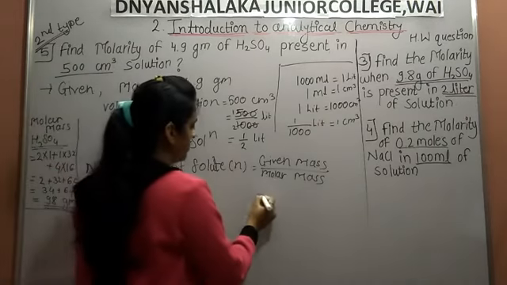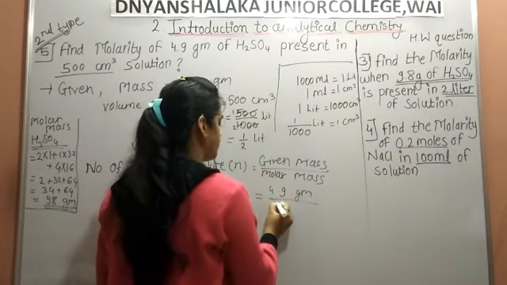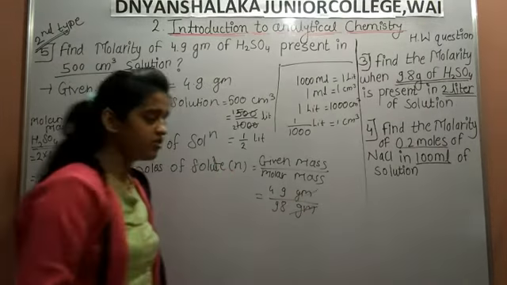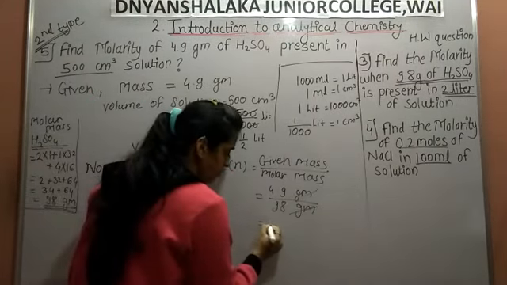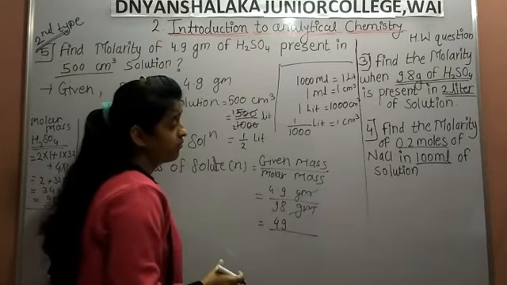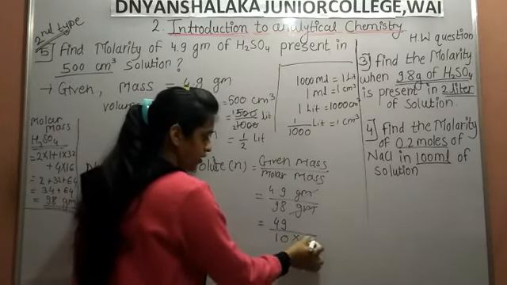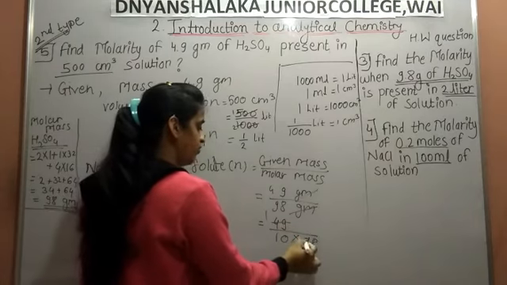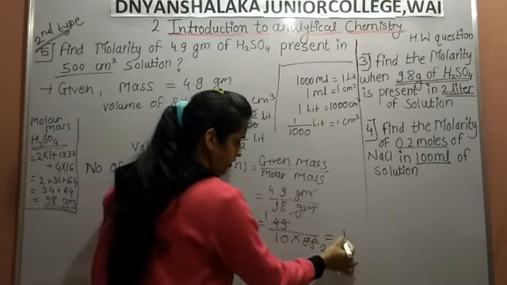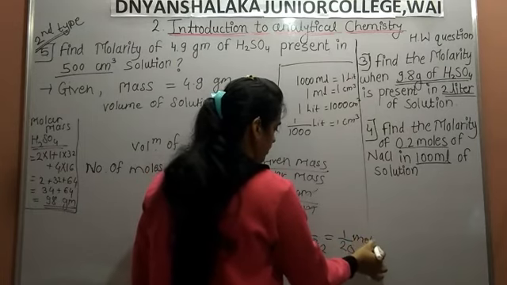So the given mass, which is 4.9 gram, upon the molar mass of substance, 98 gram. The gram will cancel out. We remove the decimal point. After the decimal point, how many digits? Only one digit, so we place only 10 into 98. So 49 ones are 49, 49 twos are 98. So 1 upon 10 into 2. So we get 1 upon 20 moles.